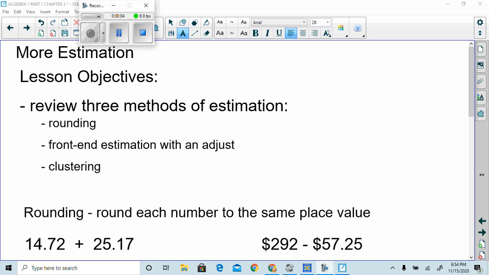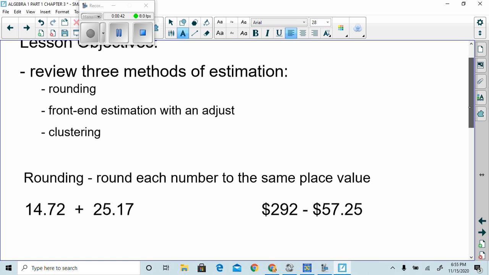We started this chapter off by talking about ways to estimate. We found out that we had three different possibilities: rounding, which is the most common one, front-end estimation with an adjust, which we only started talking about toward the end of our last session, and clustering. Clustering works when all the numbers are near each other. Rounding always works, and front estimation we're going to find is the most accurate of all the estimations that we talked about. So let's try one or two of each, and then we'll focus a little bit more on that front end with the adjust.